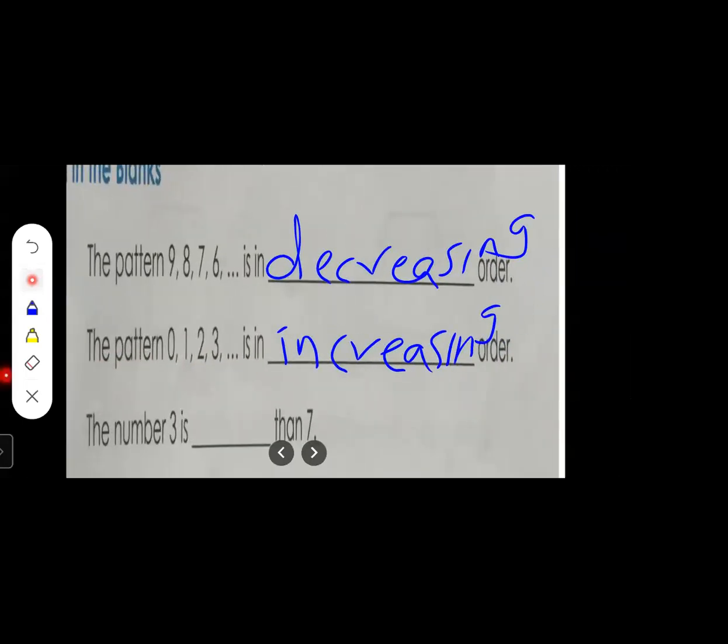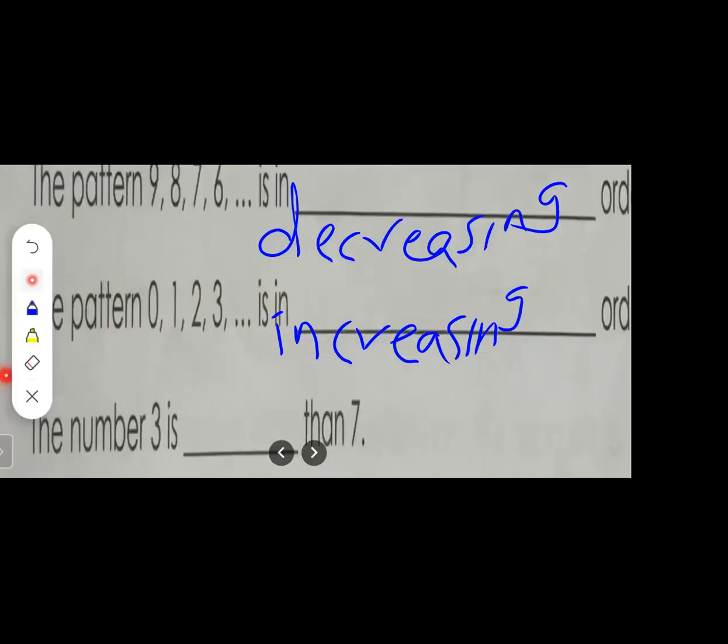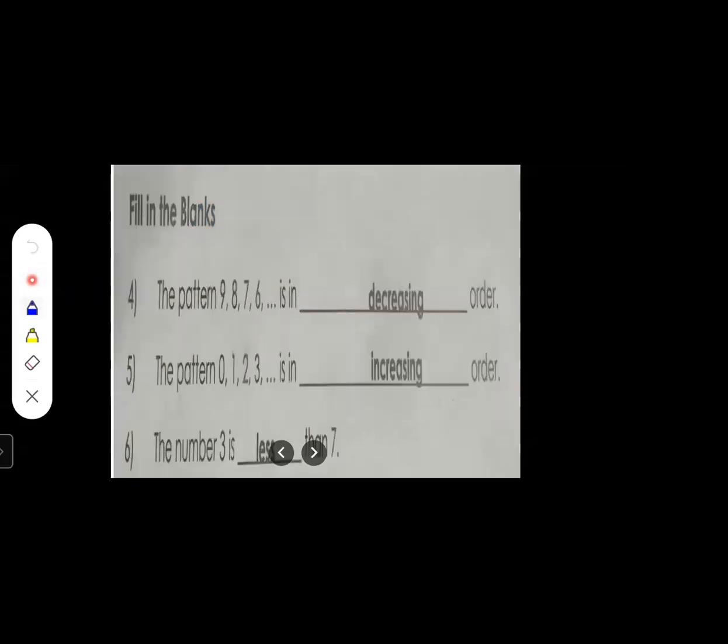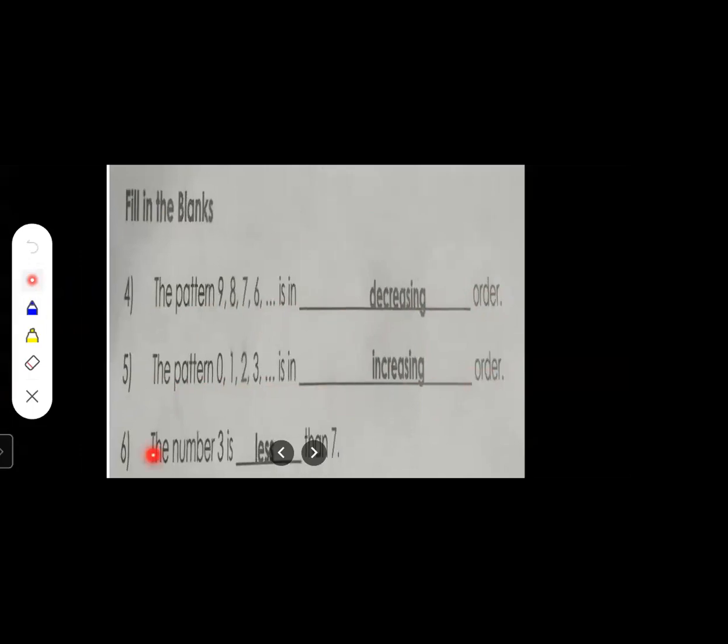The number 3 is dash than 7. So number 3 is more than 7, equal to 7, or less than 7? Yes, number 3 is less than 7. So you can see over here: the pattern 9876 is in decreasing order. The pattern 0123 is in increasing order. And the number 3 is less than 7.